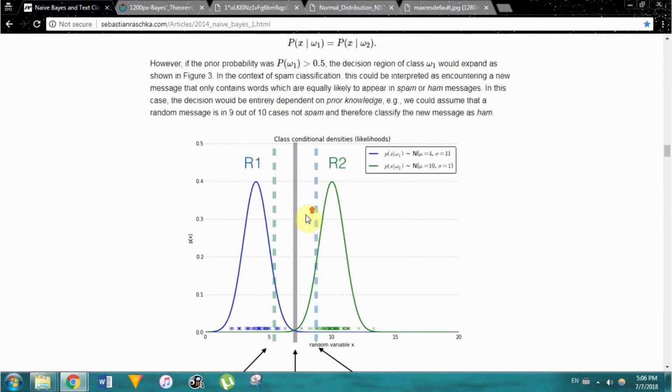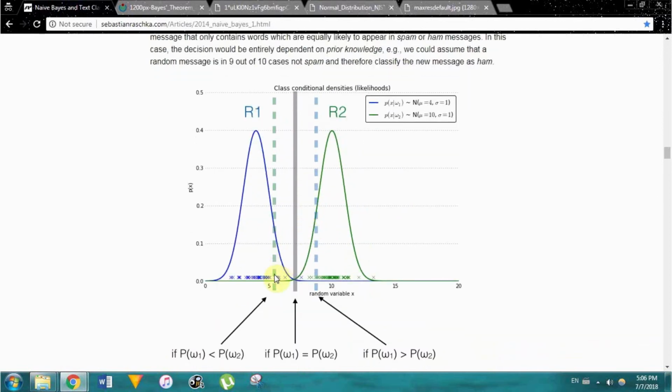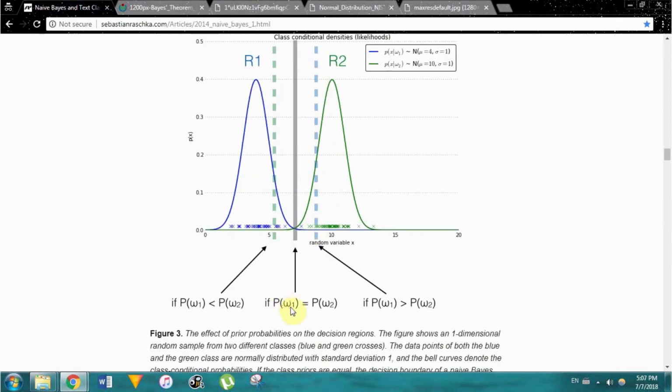And it makes sense because there's literally no probability for a sample to be from class 2 if it's, let's say, around 4, and there is literally no probability for a feature to be from class 1 if it's around 10. But in the moment that the prior probability shifts, then the decision boundary also shifts.